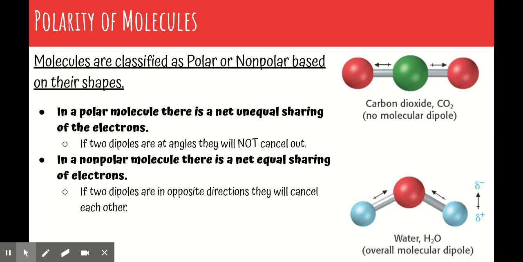With the polarity of the molecules, like I was talking about, if they're equally sharing, it's going to be a nonpolar molecule, meaning one side does not have a greater electronegativity than the other. If it is a polar molecule, it means that you have a net unequal sharing of electrons, so your 2 dipoles, the 2 ends, are at angles, which means the force of those will not cancel each other out.